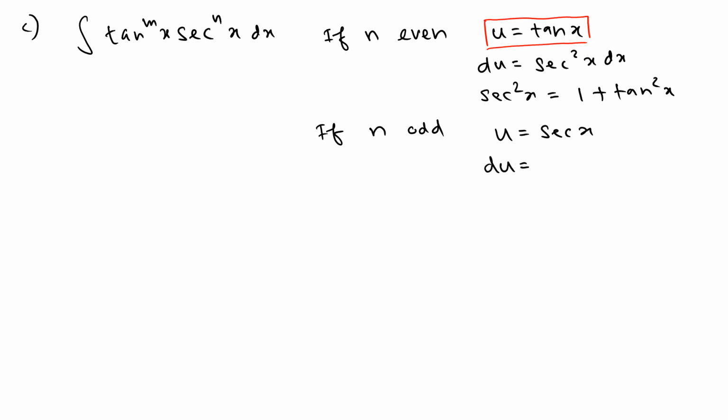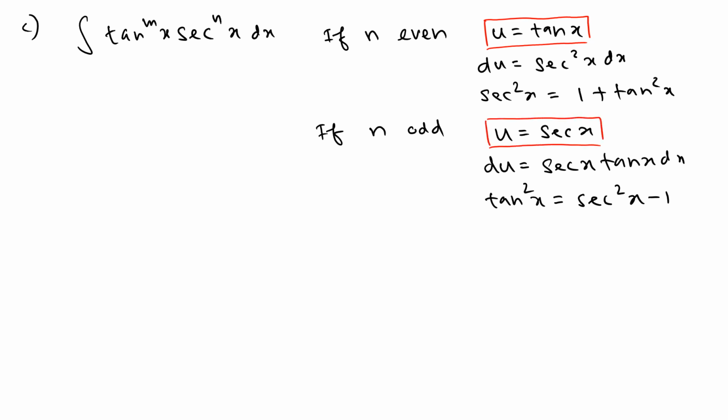So let's say du equals, if you take the derivative, secant x tan x dx. Again, what we do is try to write everything using secant, because we know that tan squared x is equal to secant squared x minus 1. So we can use that identity to rewrite everything using secant. You can see that in the first case, it doesn't really matter what the power of m is. m can be any fraction, negative, square root, things like that.